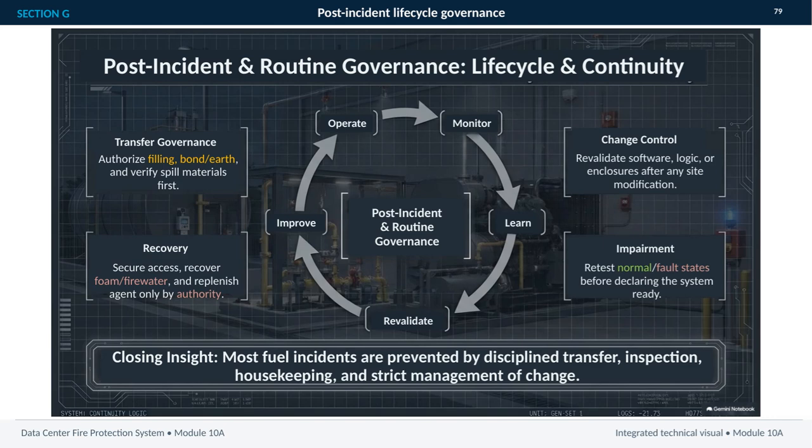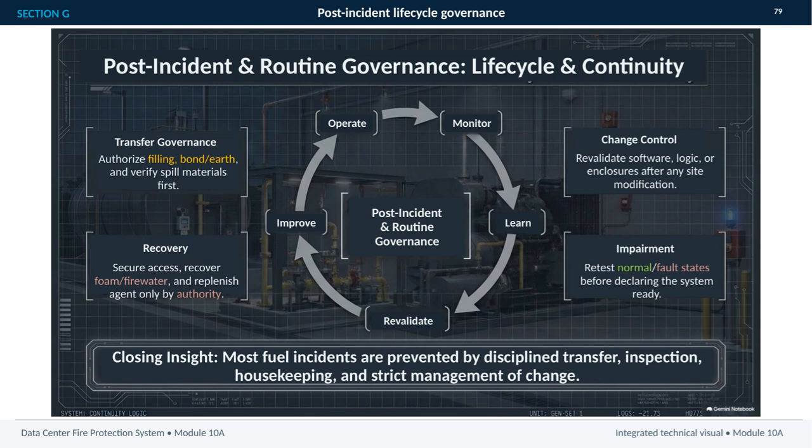During transfer, governance, filling, bonding and grounding, and verification of spill materials must be authorized before work begins. During recovery, access is secured, foam or firewater is recovered, and extinguishing agent is replenished only by the appropriate authority.